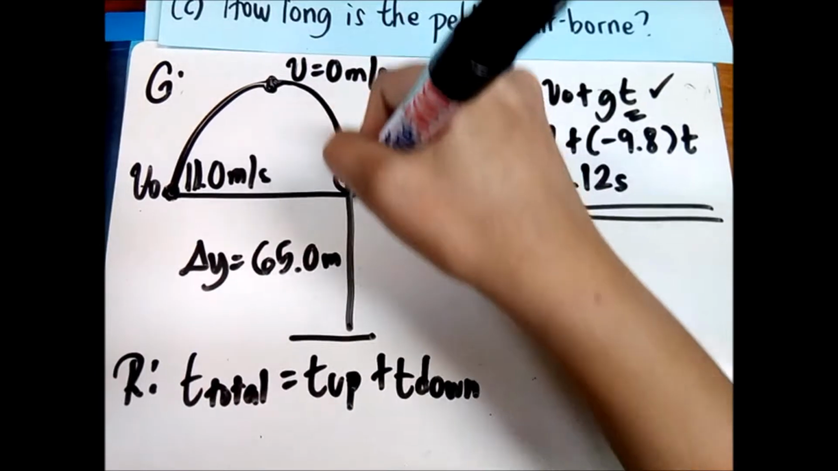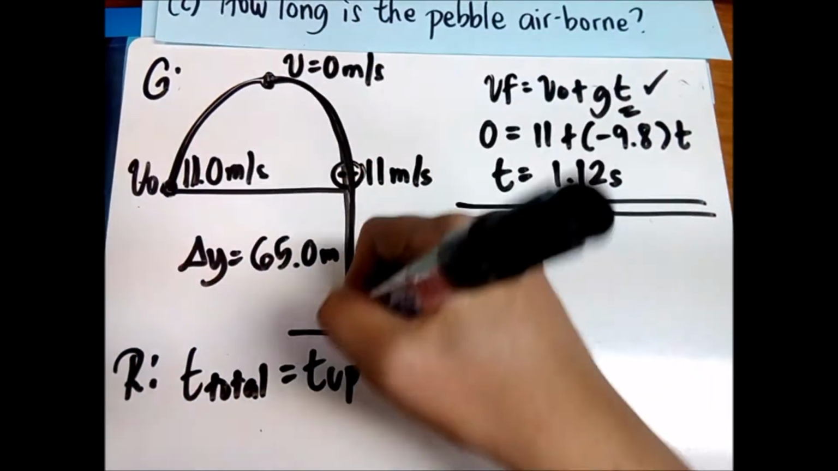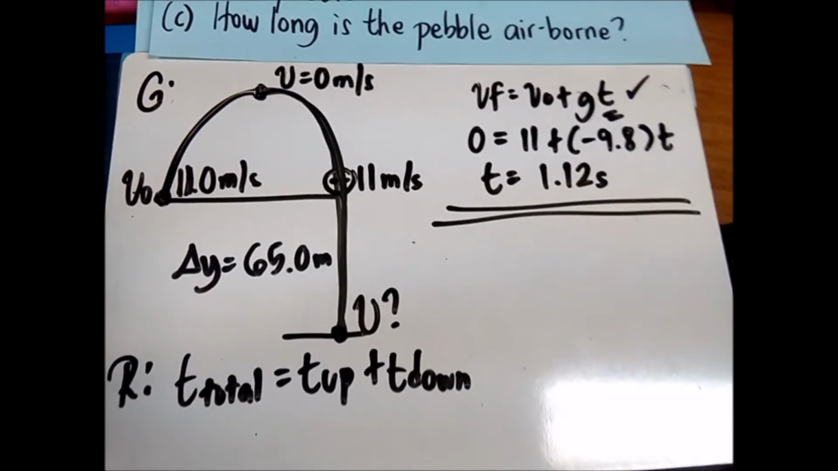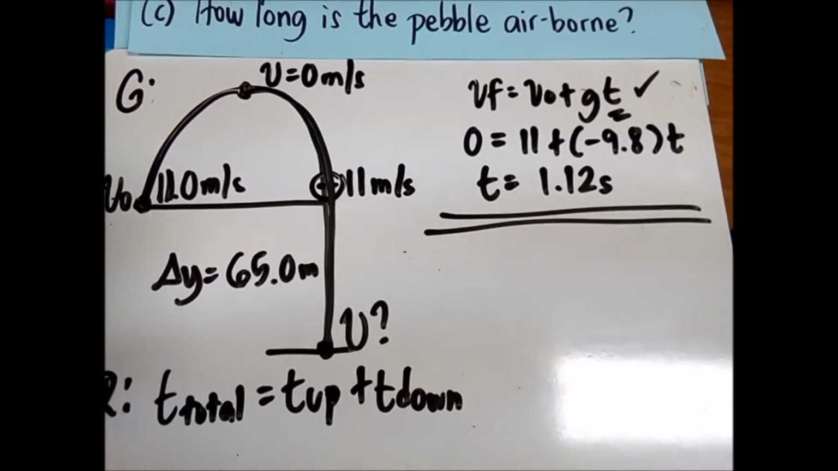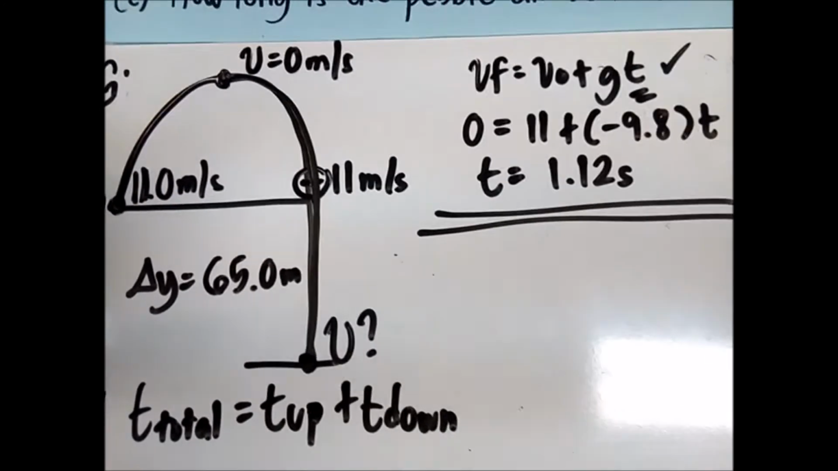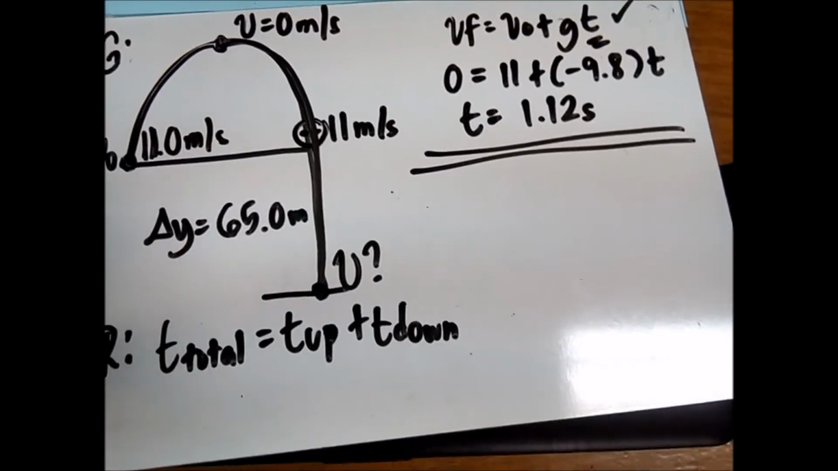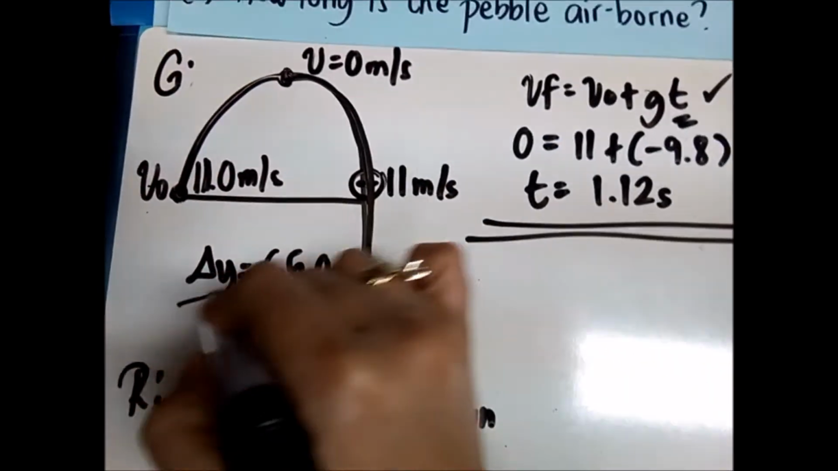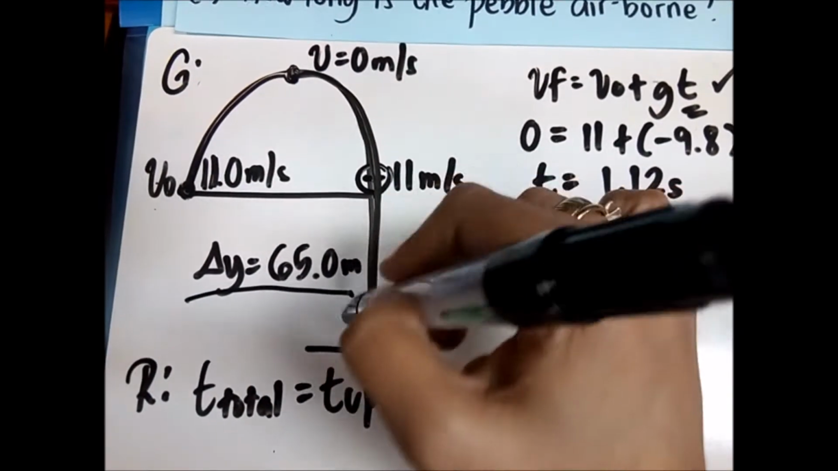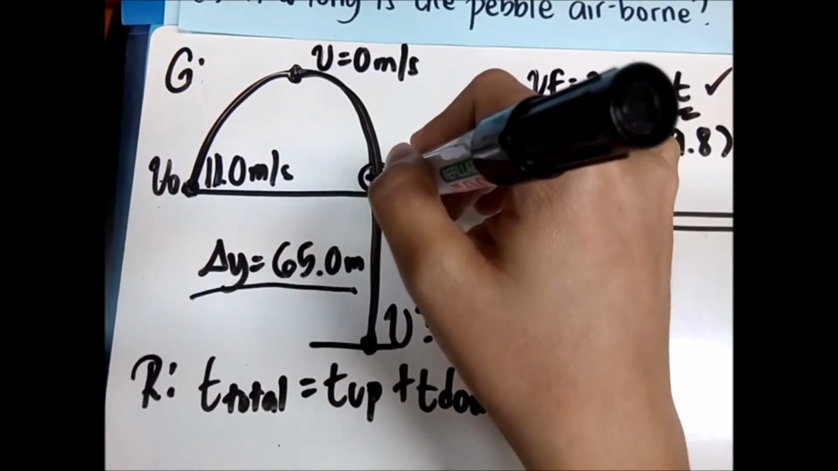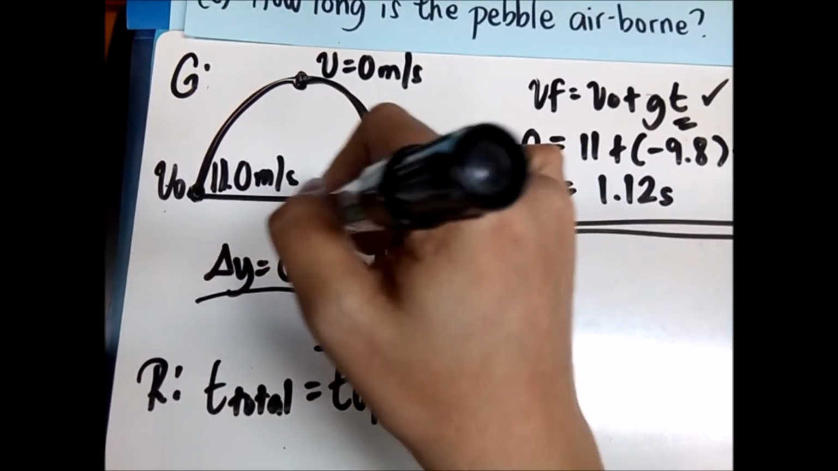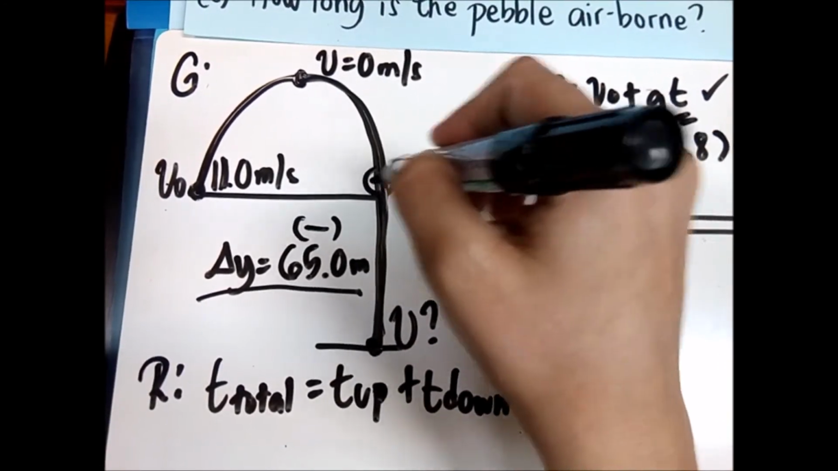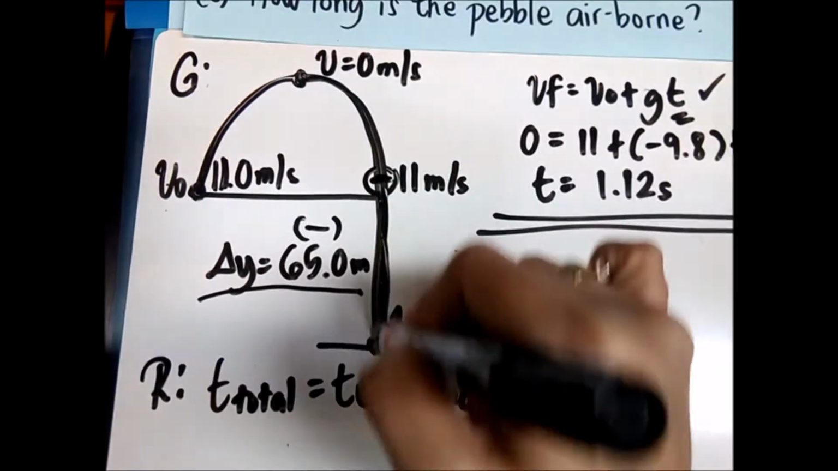Okay, actually we can apply the same equation to compute for time down. Okay, however, we have a problem. We don't have the final velocity before impact, but we can compute for that using the other information. So we have delta y, which is 65 meters. So since the object is going down, we will consider this to be negative. Then we have a negative 11 as our initial velocity.